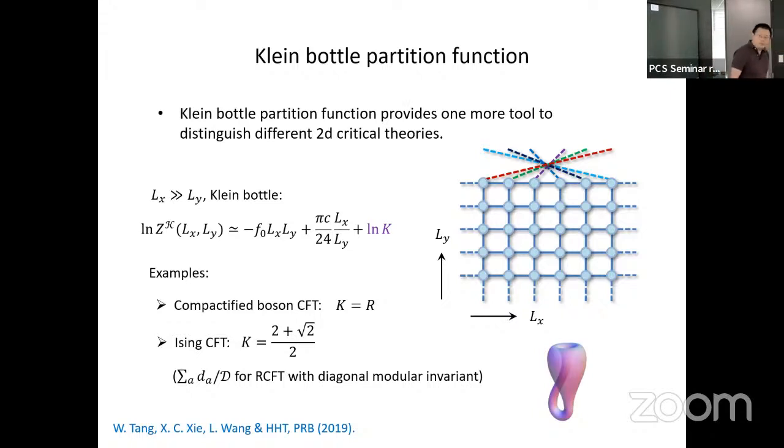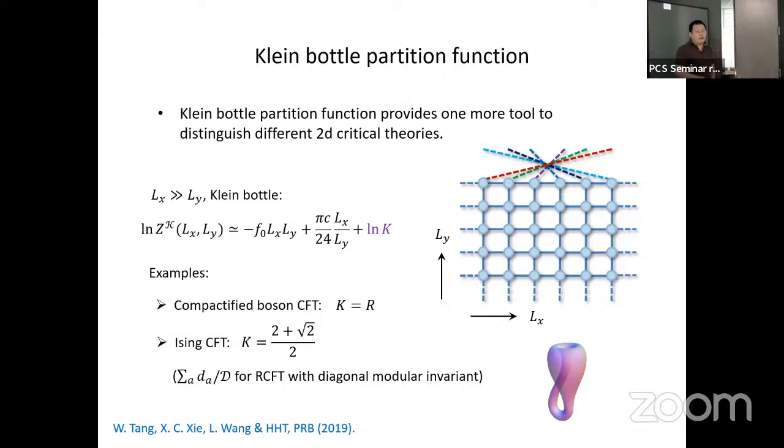Does this work only for the limit where Lx is much shorter? Yes, this only works in that limit. I see. But this actually gives some simplifications in numerics. I will show that. Okay, so this is the field theory result.